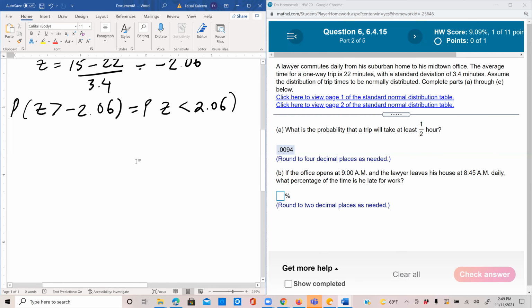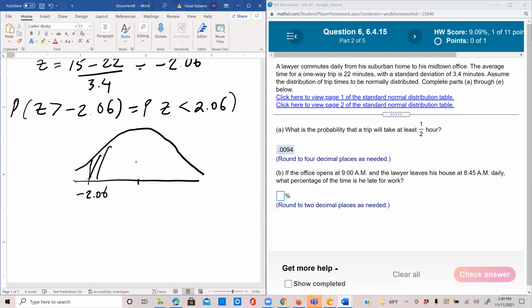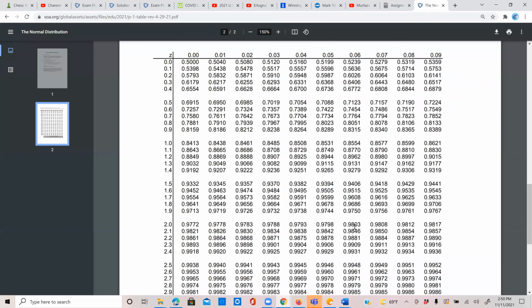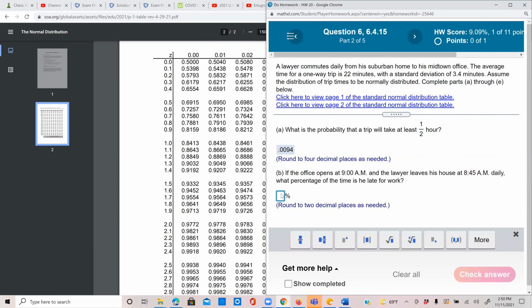On the normal curve, let's say negative 2.06 is here. The probability z greater than negative 2.06 is this area. Then if we draw positive 2.06 and find the probability less than positive 2.06, that is equal to this area. This area is the same as this area by symmetry. So z is less than 2.06, which can be read directly from the table. 2.06 gives 0.9803. You change that to a percentage by multiplying by 100, so 98.03.